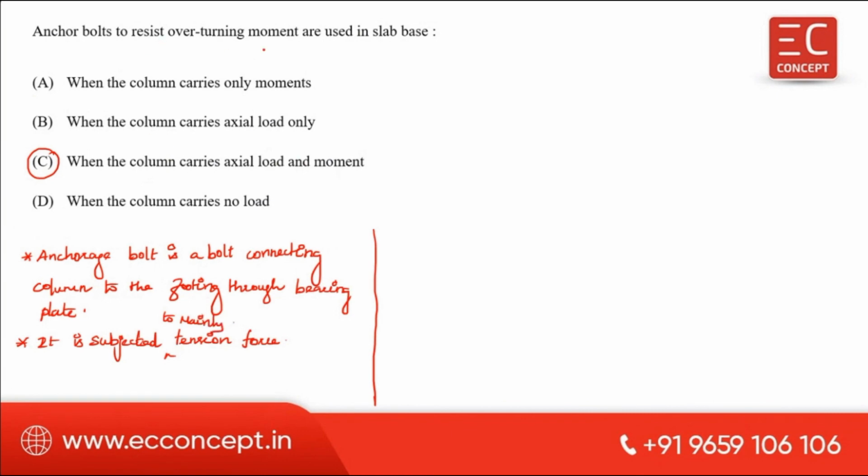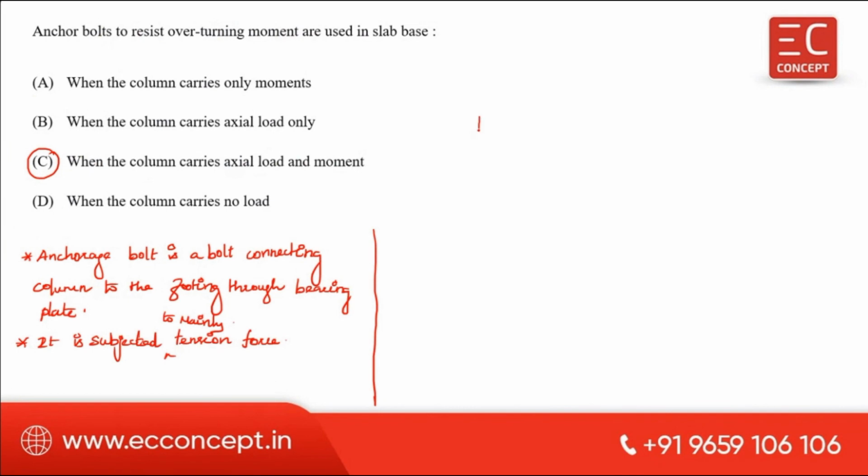If there is an overturning moment, if there is an eccentric load which is present, then it will create an overturning moment. That overturning moment is also resisted by the anchorage bolt. Okay, anchorage bolts to resist the overturning moment are used in the slab base when the column carries axial load and moment. That means when a column carries axial load and moment, then the anchorage bolt resists the overturning moment.